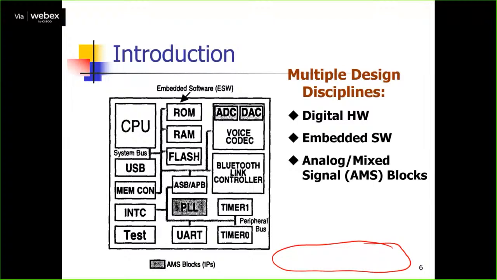So we look for more digital hardware, minimum embedded software, very less AMS blocks. Because the consumption of power, the consumption of delay, and the reduction in functionality will be seen majorly in AMS blocks. That's why the SoC takes very less space for an AMS block, and very large space for digital hardware.